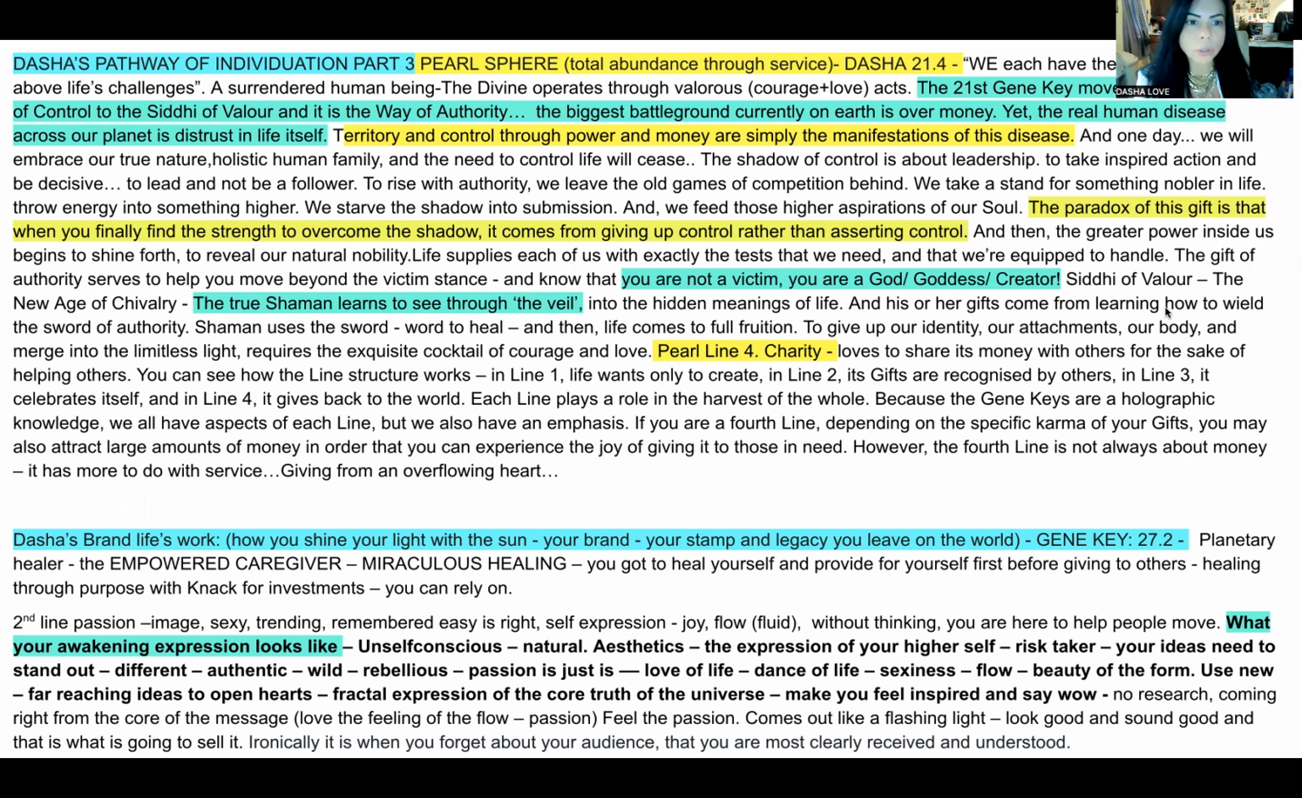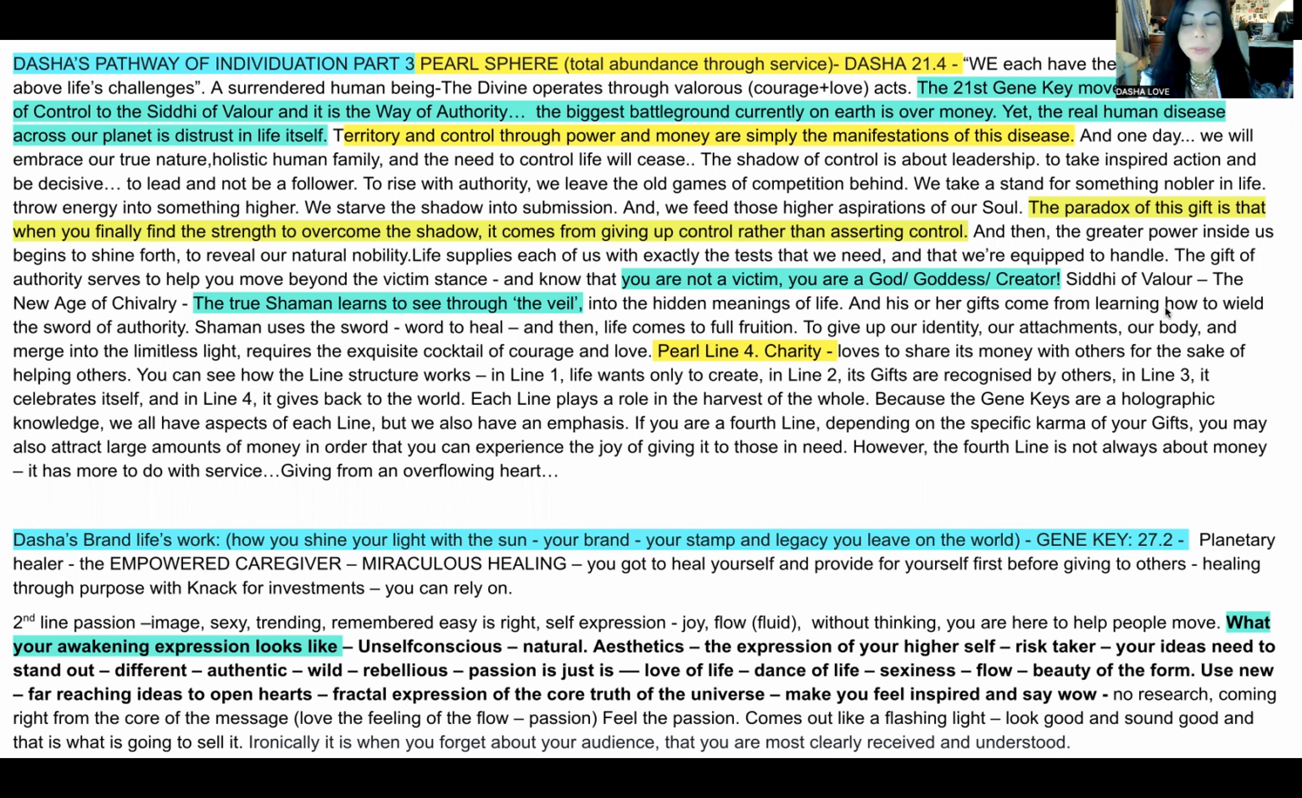It moves from control to courage and love in the way of authority. And the biggest battleground currently on this earth is the battleground over money. Yet the real human disease across the planet is distrust in life itself. So territory and control through power and money are simply manifestations of this disease. And one day we'll embrace our true nature as a holistic human family, and the need to control life will cease.